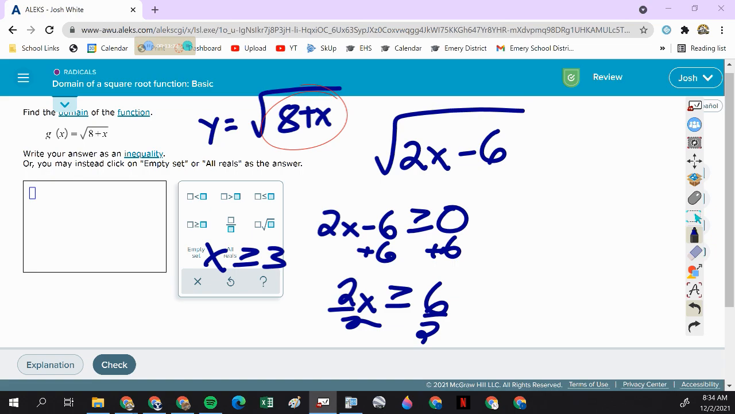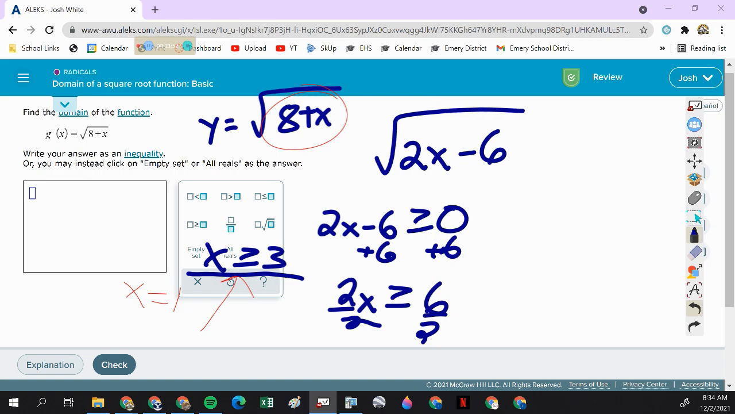And notice, as long as I obey this constraint, I will not take the square root of a negative number. So if I plug in, say, 4, 2 times 4 is 8, and 8 minus 6 is 2, and I can take the square root of 2. But watch what happens when I try to plug a number that's not in that range, in that domain. Let's say I tried 1. Will 1 work?